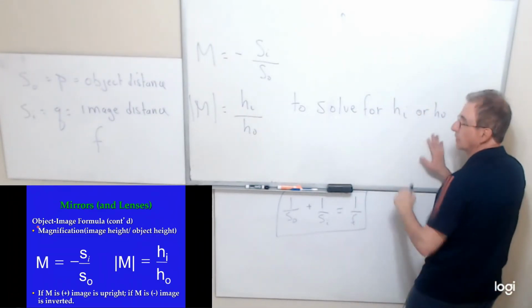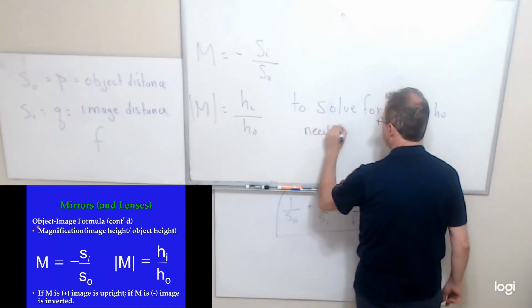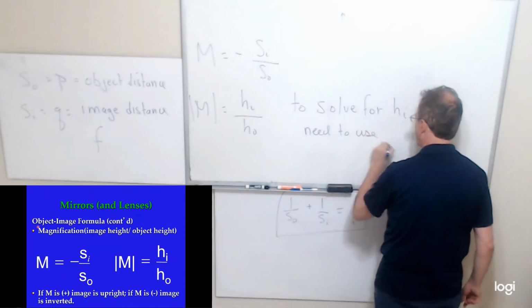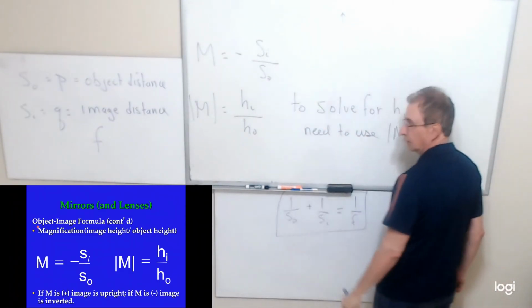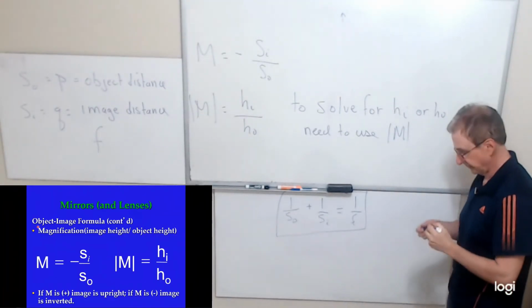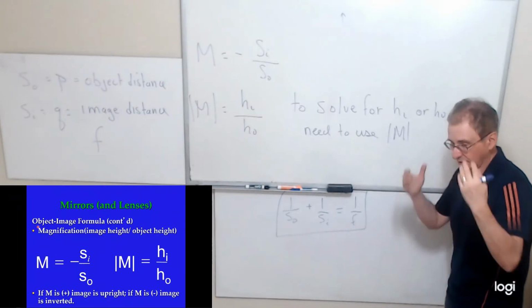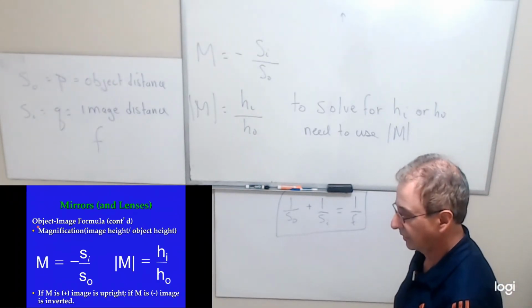To solve for either one of these two, you need to use the absolute value of m. So you've got to take the absolute value of that. Otherwise, you might get a negative number. Heights aren't negative. How tall you are is not a negative number. It's a positive number.